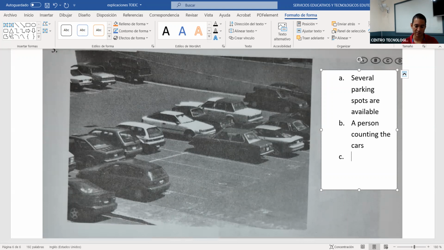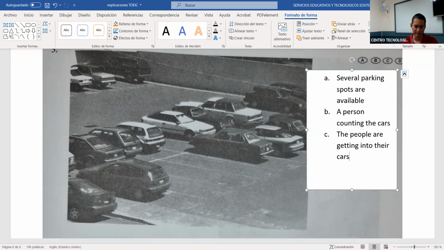Okay, let's continue. C, The people are getting into their cars. Getting into their cars. Do you see people as elements? No. So that is out of context.